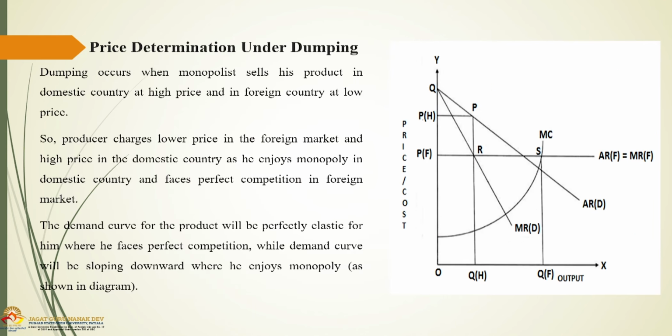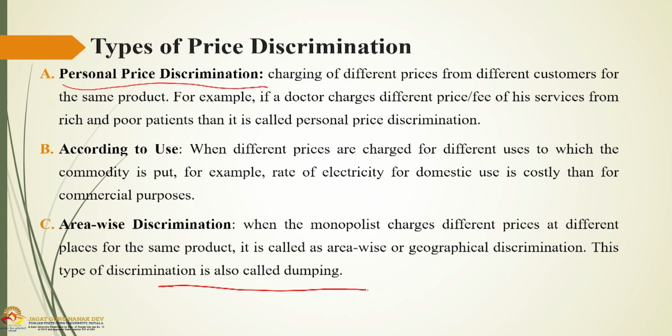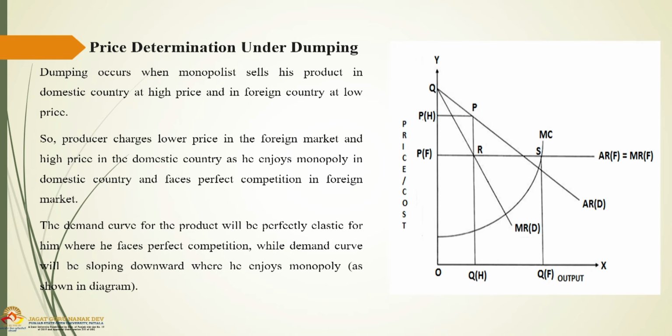Moving to the next, that is price determination under dumping, as I told you in the previous slide. See here, area-wise discrimination. When the monopolist charges different prices at different places for the same product, it is called area-wise or geographical discrimination, and this type of discrimination is called dumping. So let's see dumping diagrammatically. On the OX-axis, output, and on the OY-axis, price and cost.